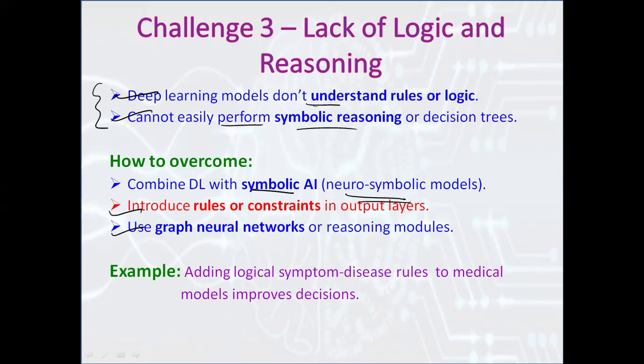Next, use graph neural networks or reasoning modules. These architectures are better at learning relationships and performing structured reasoning tasks.